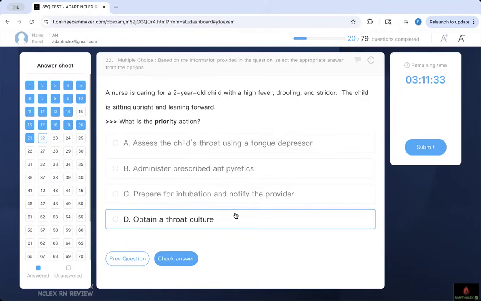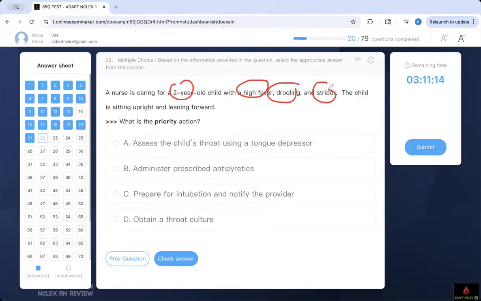A nurse is caring for a 2-year-old child with a high fever, buzzword, drooling, buzzword, and stridor. The child is sitting upright and leaning forward. These are our buzzwords. It can be a case study, but I've given you everything. The age gives it away. He has fever, he's drooling, he's stridorous, and he's sitting up and leaning forward. What do you call this? This is what we call tripod position. And a 2-year-old drooling with the tripod position, he has epiglottitis.